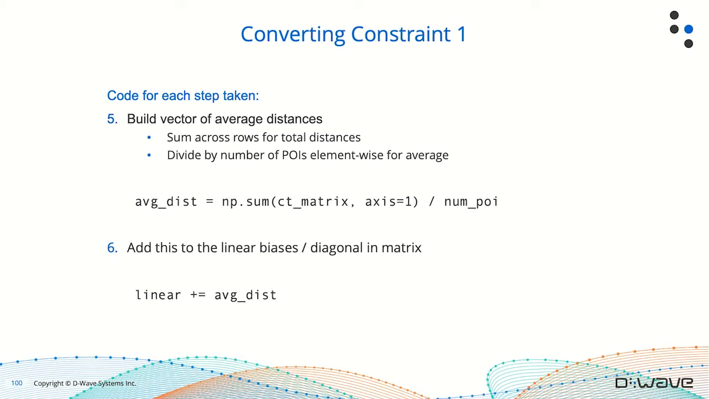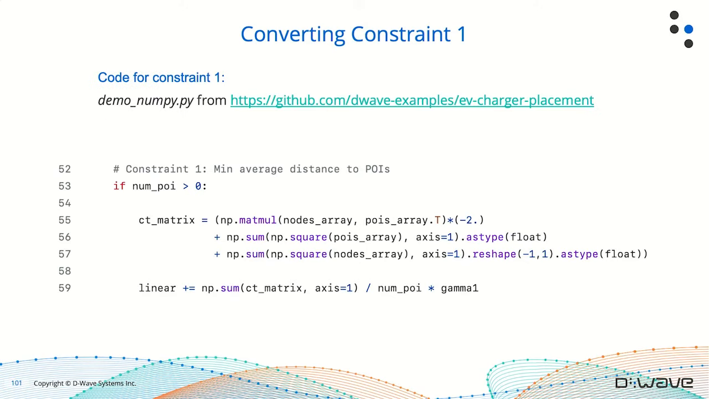And so basically, I'm just going to save that in a vector called linear. I'm going to add that into whatever's there. So probably initialize that with some zeros. And then if this is the first constraint, you just add it right in. If there's other ones in there, you still just add it right in. You just add it to whatever you want. So that's going to be our linear bias right now.